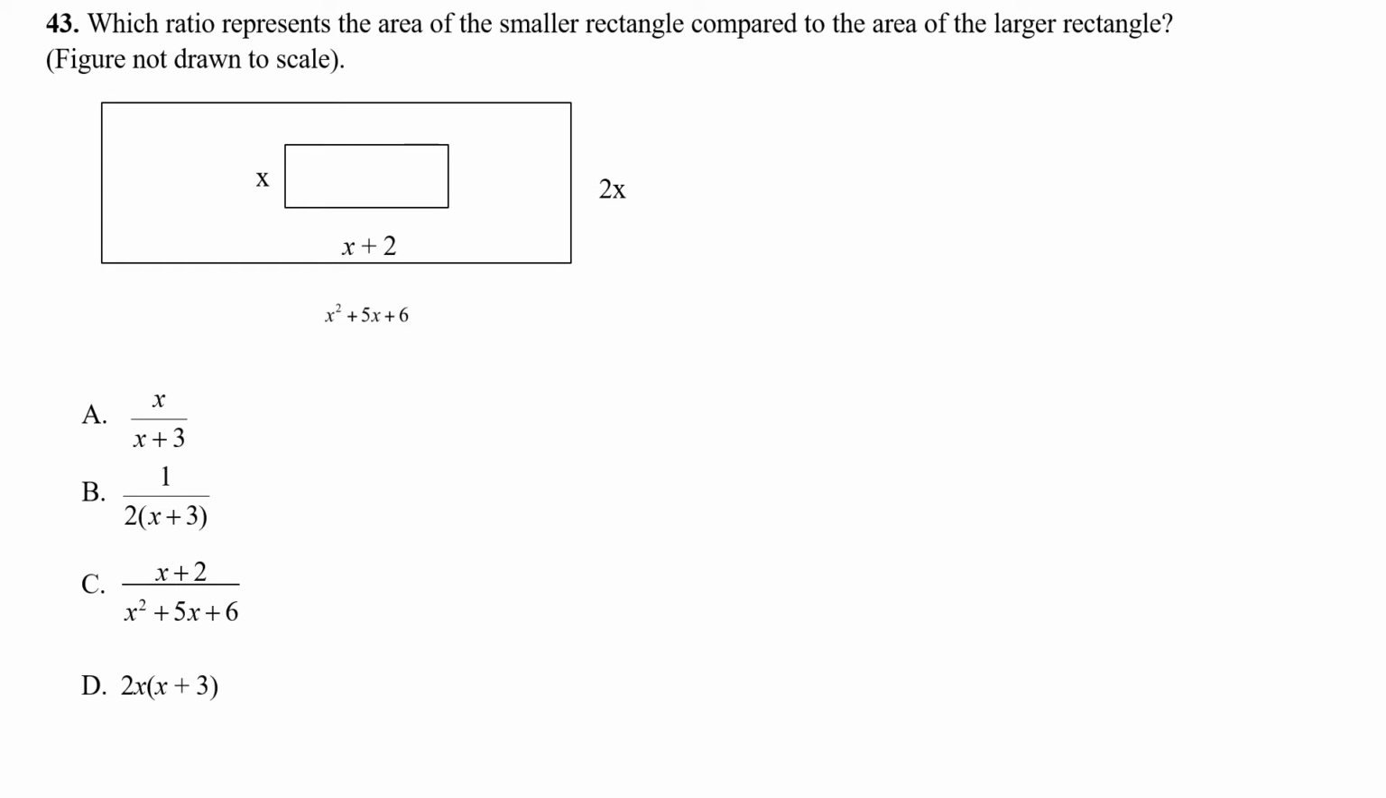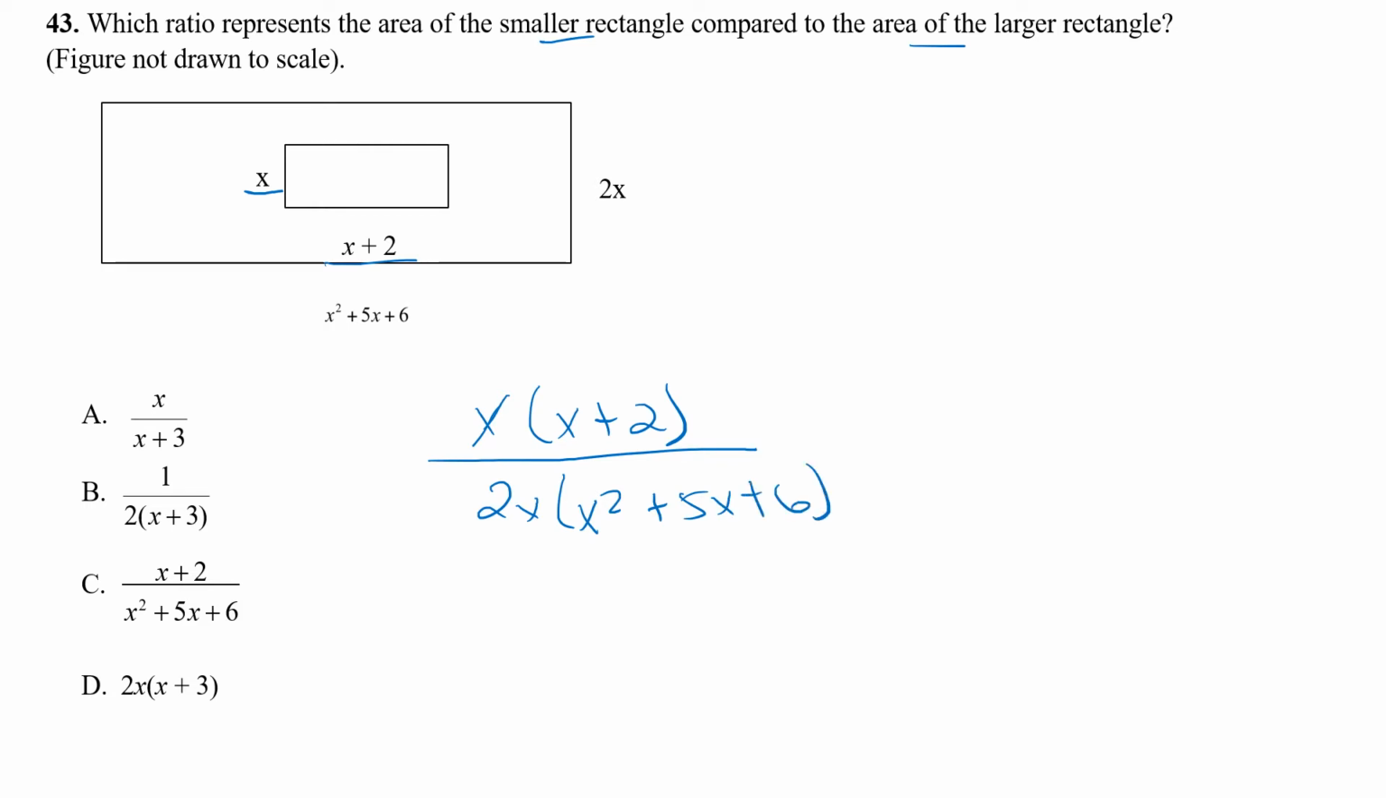Looking at number 43, it says which ratio represents the area of the smaller rectangle compared to the area of the larger rectangle? Figure is not drawn to scale. So remember, to find the area of rectangles, that's just length times width. And so it says ratio of the smaller to the larger. So my smaller area would be on the top. So that would be x times x plus 2. And then at the bottom, I would have 2x times x squared plus 5x plus 6.